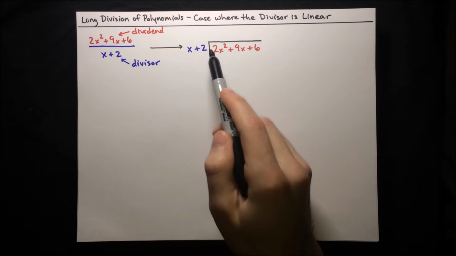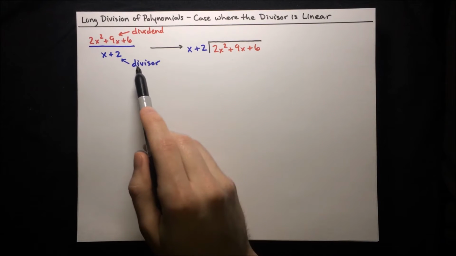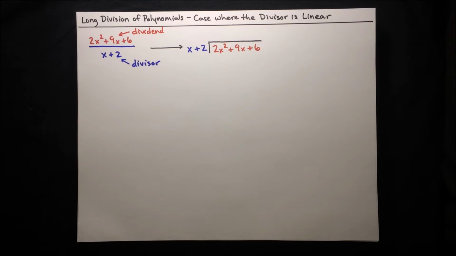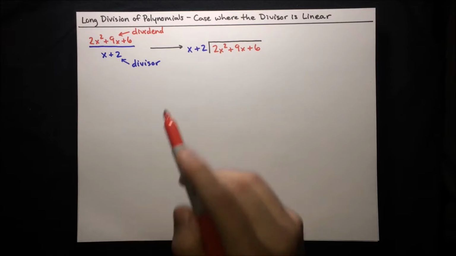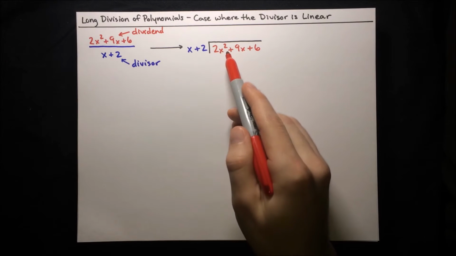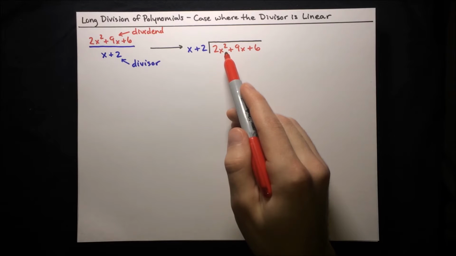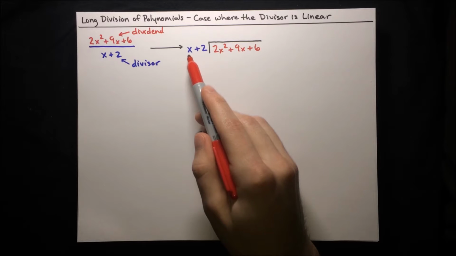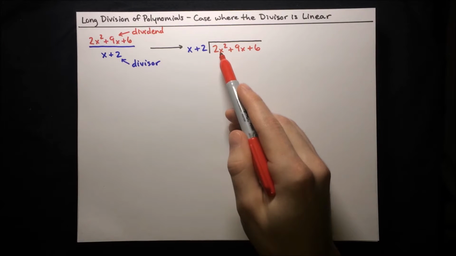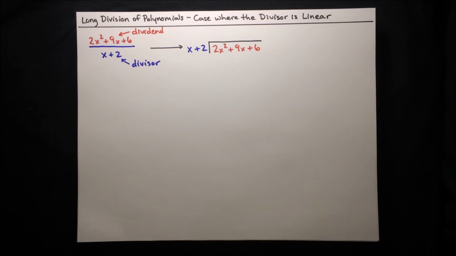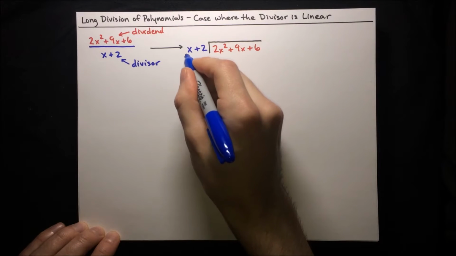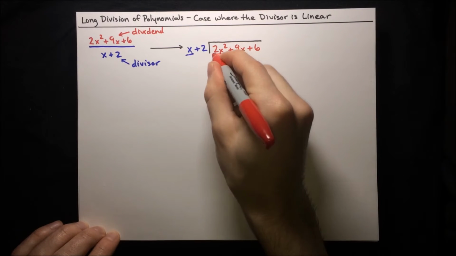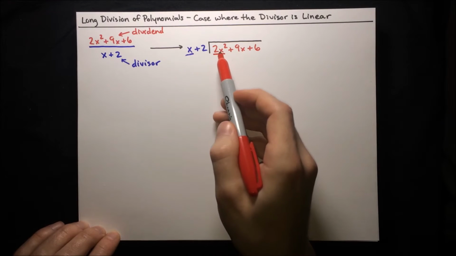We start off by setting up the long division diagram, and then we put the divisor on the outside and the dividend on the inside. In arithmetic long division, we ask how many times does the divisor go into the first few digits of the dividend. And in polynomial long division, it's a really similar idea, except this time we ask how many times does the highest degree term of the divisor go into the highest degree term of the dividend. I'm going to underline the highest degree terms here. The highest degree term of the divisor is just x, and the highest degree term of the dividend, that's 2x squared. So we ask how many times does x go into 2x squared?